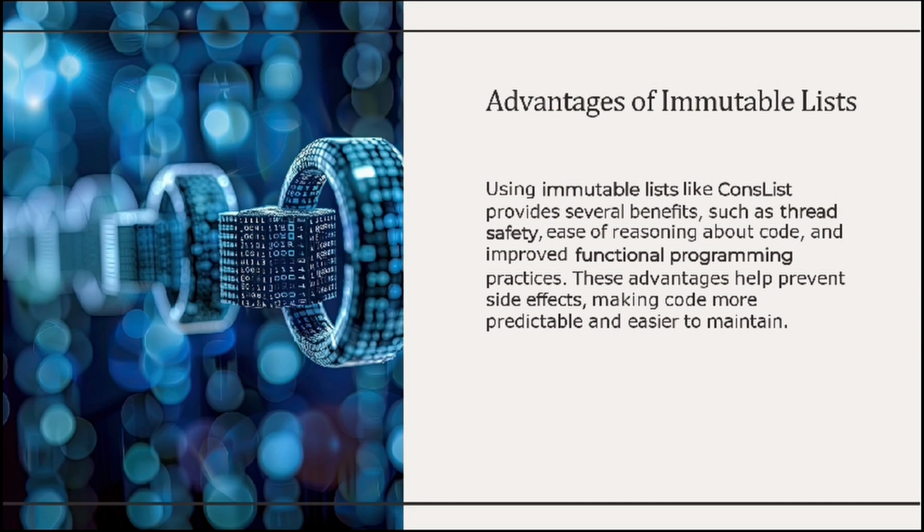Next, advantages of immutable lists. Using immutable lists like cons list provides several benefits such as thread safety, ease of reasoning about the code, and improved functional programming practices. These advantages help prevent side effects, making code more predictable and easy.